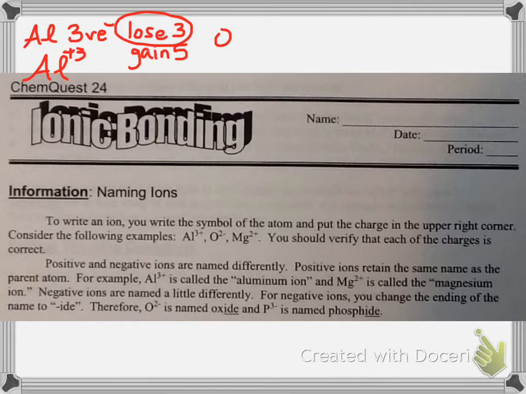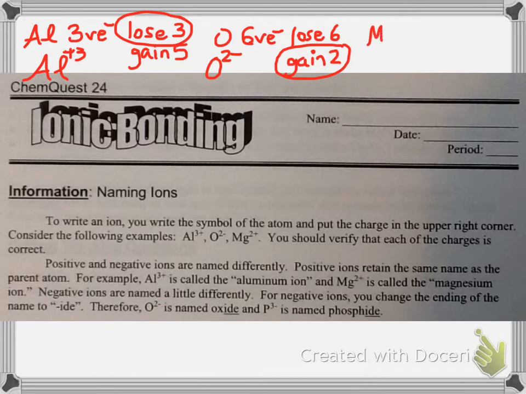For oxygen, oxygen is in group 6A, which means it has 6 valence electrons. So it could lose 6 or gain 2 to get its octet. Again, it's always going to do whatever's smaller, so it's going to gain 2. So oxygen is going to get 2 extra negative charges, giving it a charge of -2.